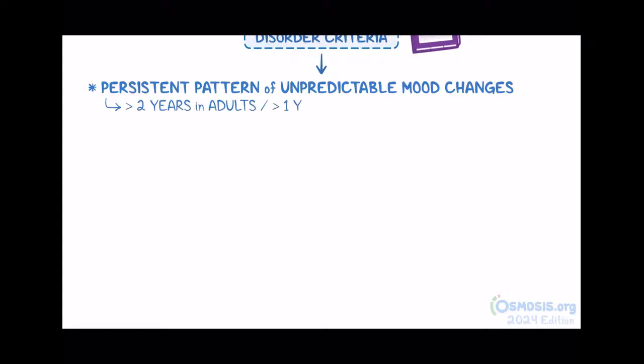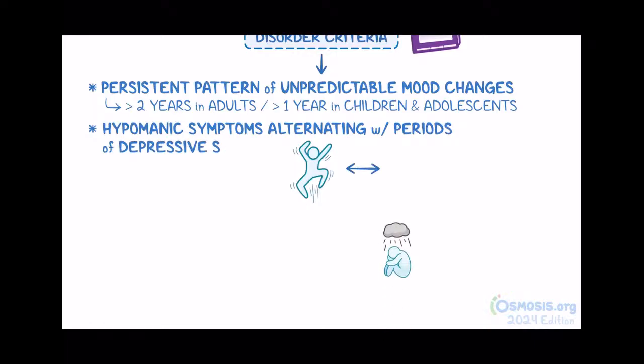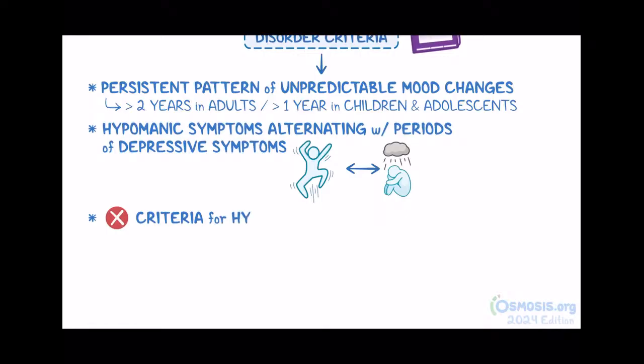Next, if a patient presents with frequent mood swings, consider cyclothymic disorder, so proceed with the DSM-5 cyclothymic disorder criteria. Cyclothymic disorder is characterized by a persistent pattern of unpredictable mood changes lasting over 2 years in adults or over 1 year in children and adolescents. During this period, the patient must experience periods of hypomanic symptoms alternating with periods of depressive symptoms. But keep in mind that your patient should not meet the criteria for hypomanic and major depressive episodes.